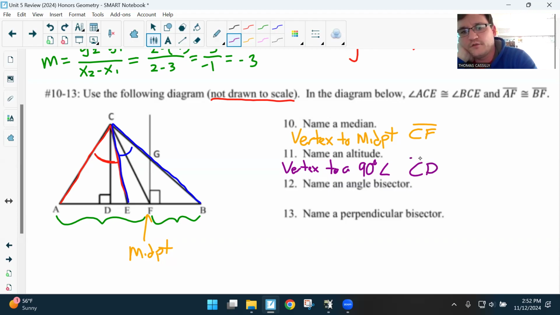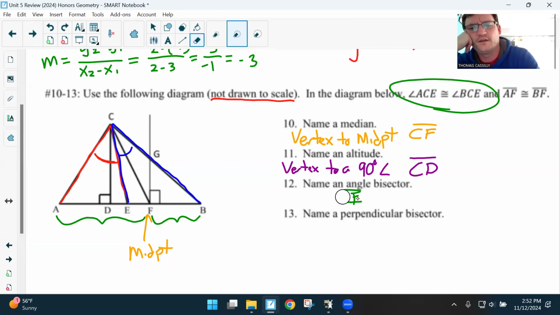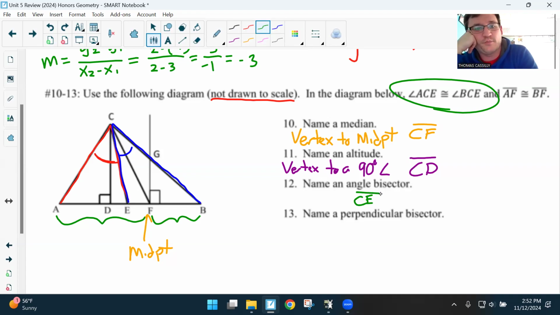Segment CD. It starts at a vertex, namely C, and it drops straight down to point D and makes a 90-degree angle. All right, how about an angle bisector? Well, they tell us right up top here, ACE is congruent to BCE. Notice how those both have the letters CE in them? Well, that's because CE is our angle bisector. Segment CE.